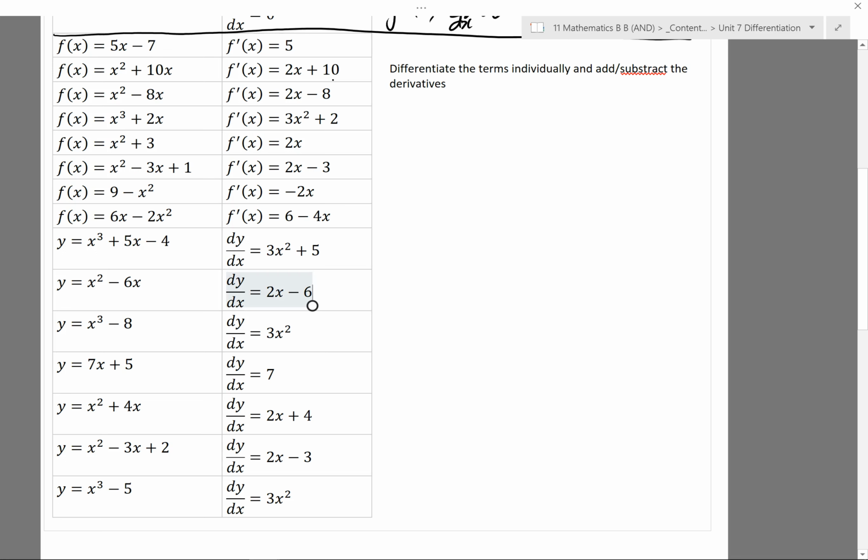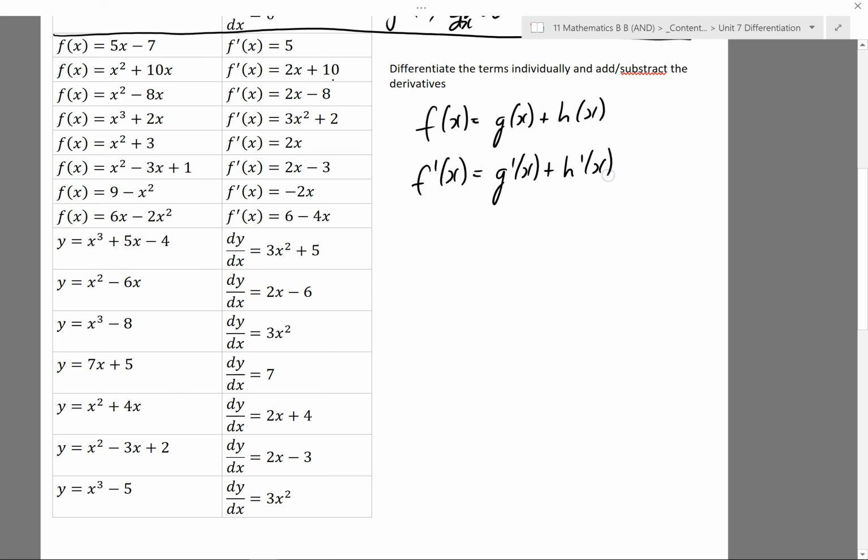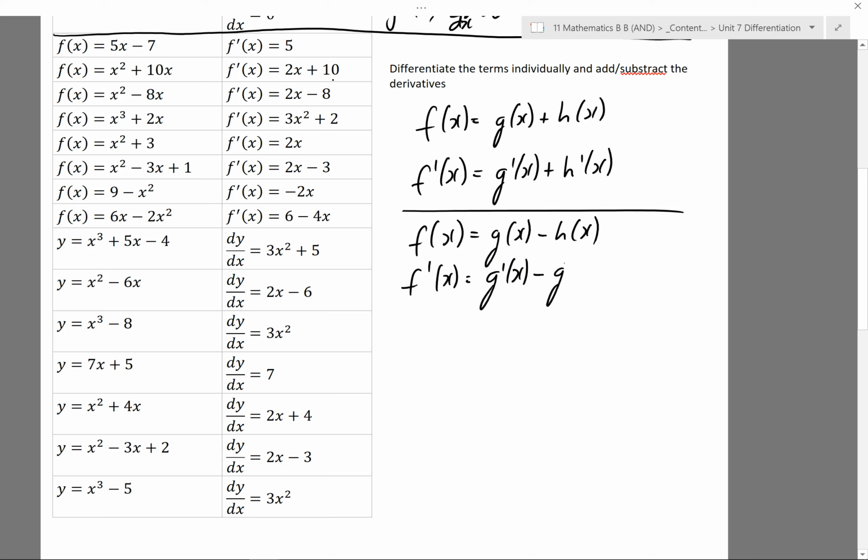Okay, so what this really means is if I have some function f that's a function g plus a function h, then the derivative of f will be the derivative of g plus the derivative of h. Okay, and a similar thing if we're subtracting two smaller functions, then the derivative will be the derivative of the first one, subtract the derivative of the second. Okay, how does this look, I guess, in practice?